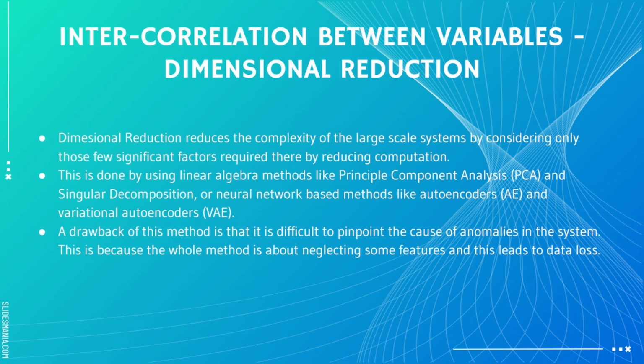This is done by using linear algebra methods like principal component analysis and singular value decomposition, or neural network based methods like autoencoders and variational autoencoders. A drawback of this method is that it is difficult to pinpoint the cause of anomalies in the system. This is because as we are removing some factors which are less significant, this leads to data loss. So we can't pinpoint the anomalies exactly.